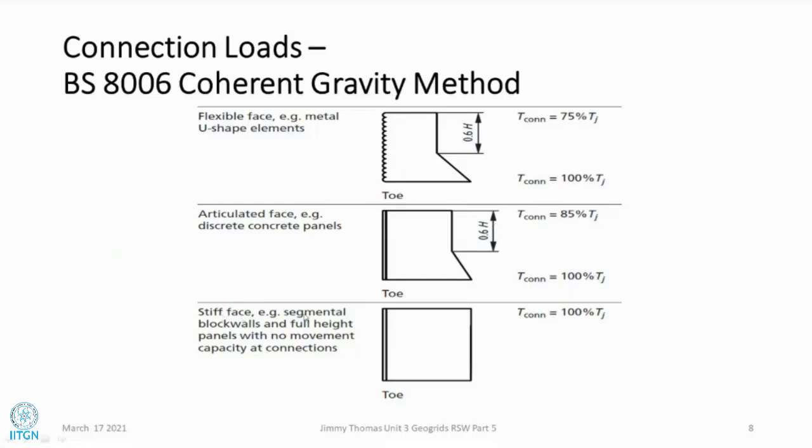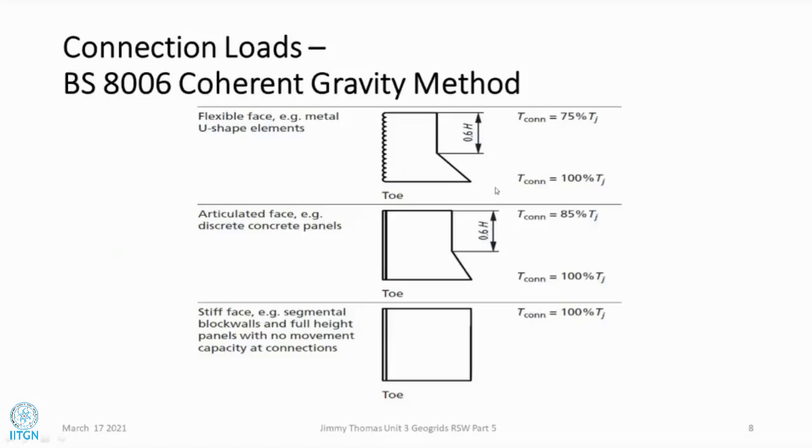Then stiff face, like segmental block walls and full height panels with no movement capacity at the connections. Because in the case of segmental block walls also, we have shear connection between the units. Whereas if it is discrete panel, there is no shear transfer actually, because between two panels we have the elastomeric bearing pads, so some movement is possible. So from this we are able to determine the connection loads.